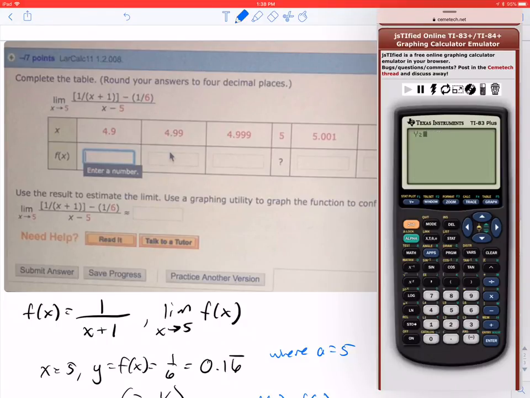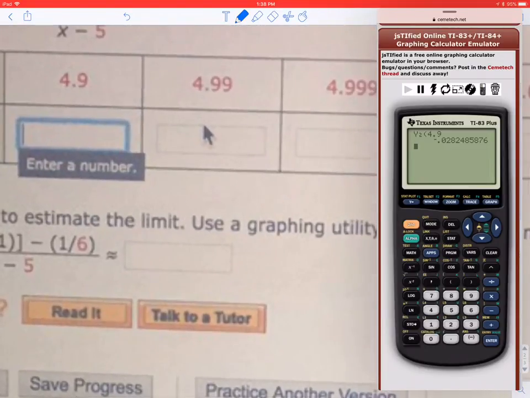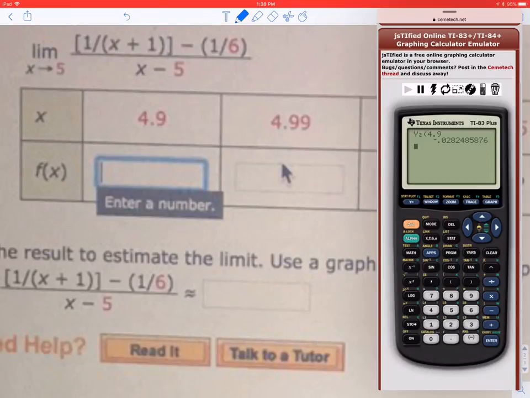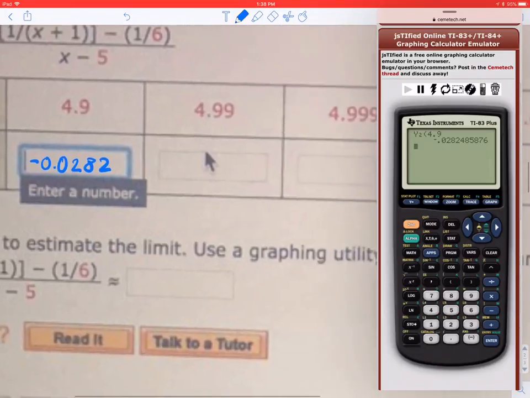This is just like saying f of x. So I have y2 of, I want when x is 4.9. So I'm going to plug in 4.9. I could close the parentheses, but for speed, I'm not going to. And I get this. So when x is 4.9, then my f of x is negative 0.0282. All right, let's keep going.